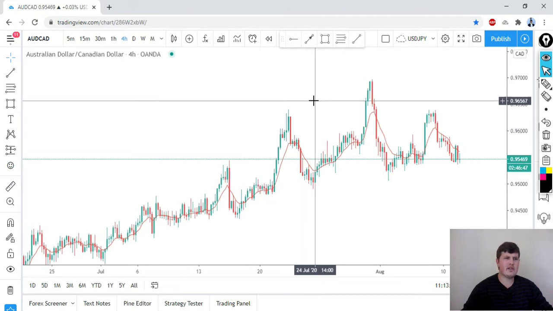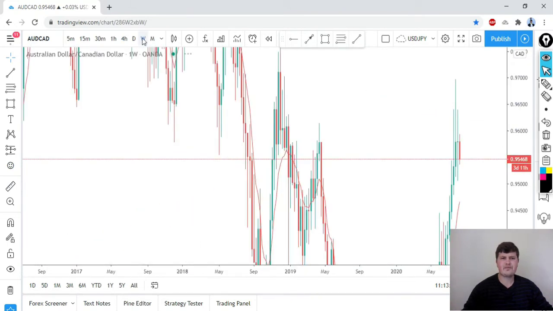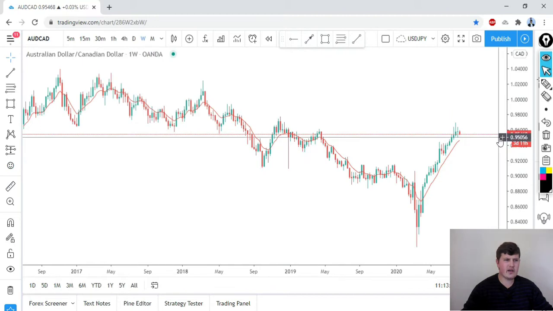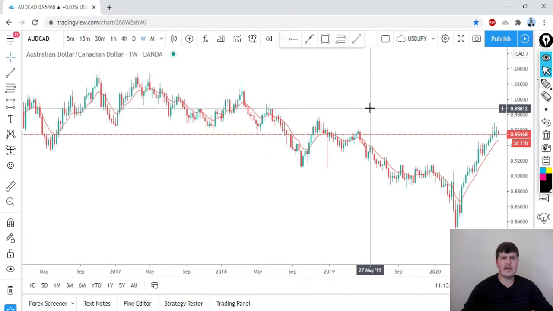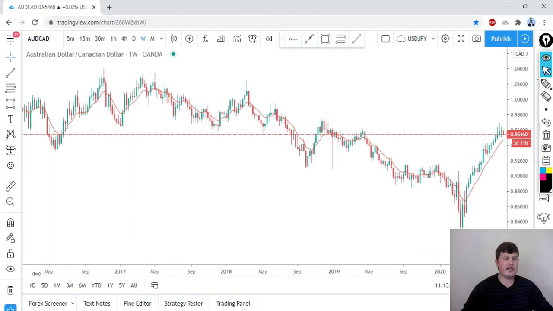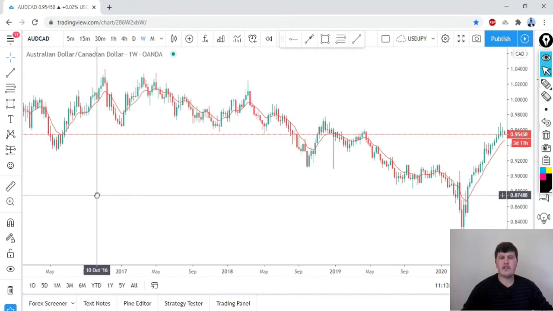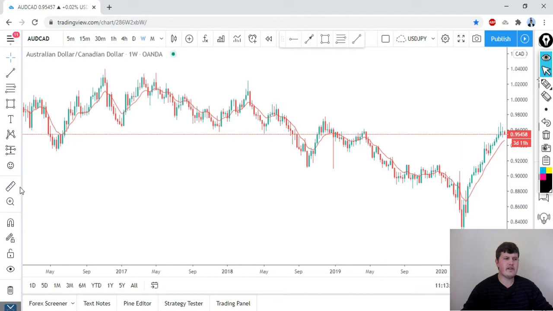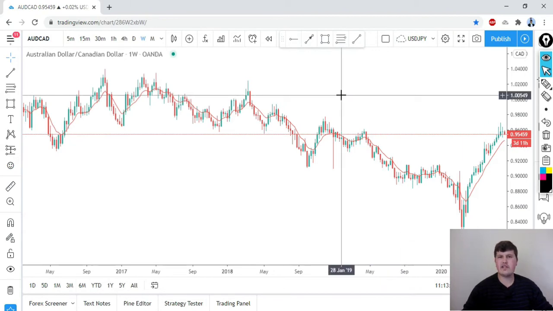To help me, I'm going to use the weekly time frame, and I'm going to zoom out a bit, and here we have the weekly time frame, and it dates back all the way to somewhere in 2017, so that's approximately 3 years. So this is a 3-year time period on weekly candlesticks.